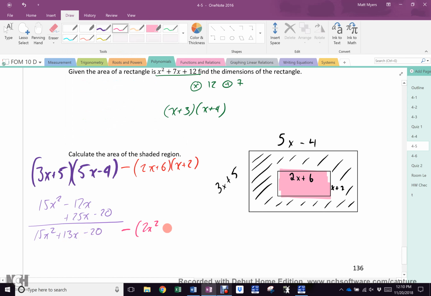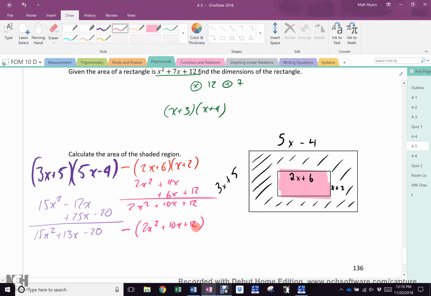13x minus 20. And then 2x squared, and then 4x plus 6x, 2x squared plus 10x. No, 12, I added them. Then 2x squared plus 10x plus 12. And then 6.